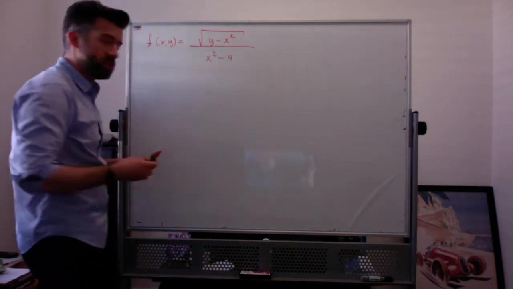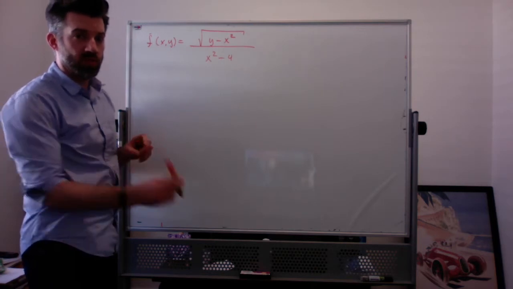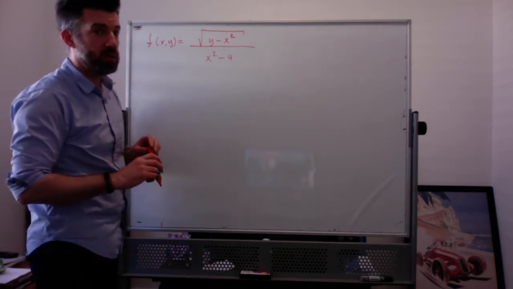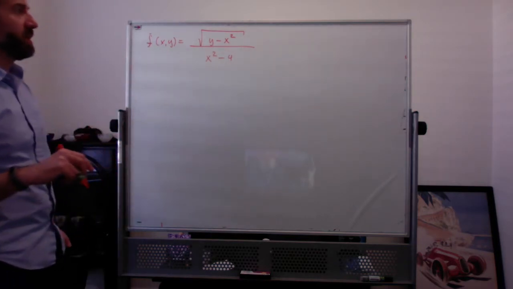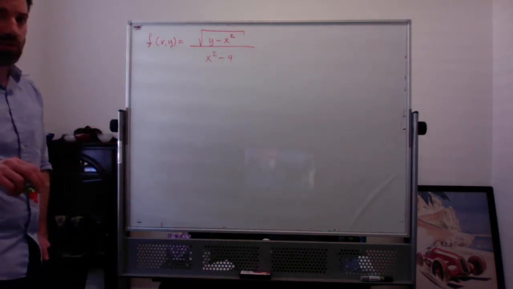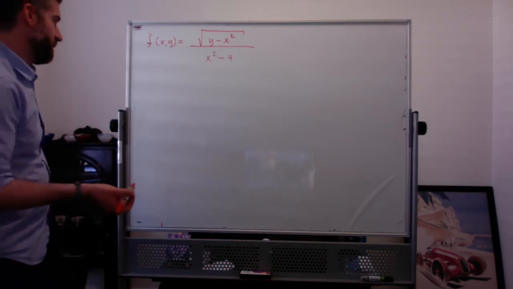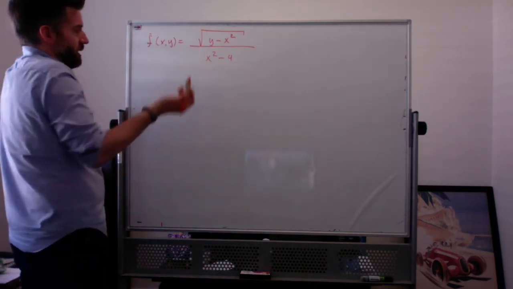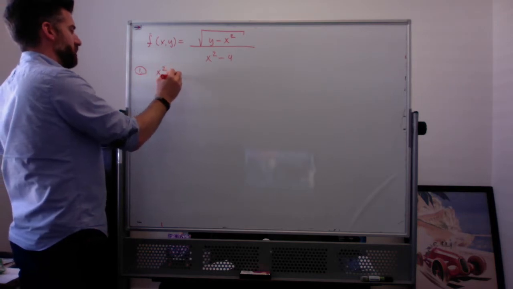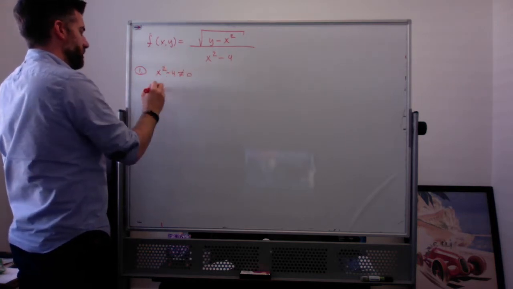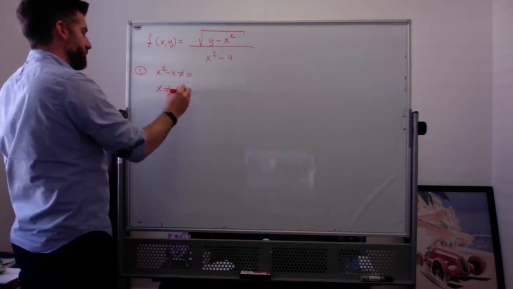There were some requests for more examples of multivariable domain and range. So let's take a look here. Here's a function, f of x, y is the square root of y minus x squared, over x squared minus 4. There are two things we have to deal with here. We know that x squared minus 4 can't equal 0, so x can't equal plus or minus 2.